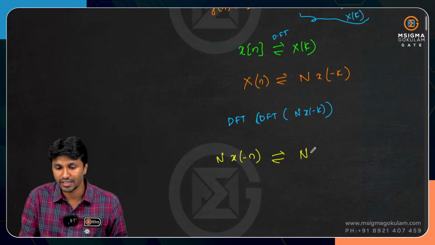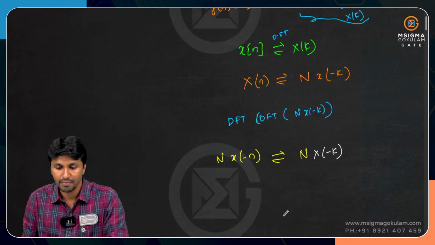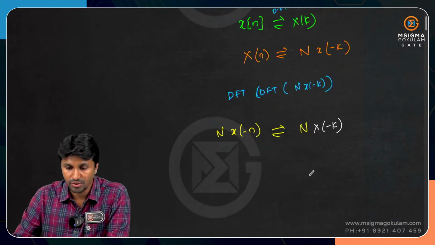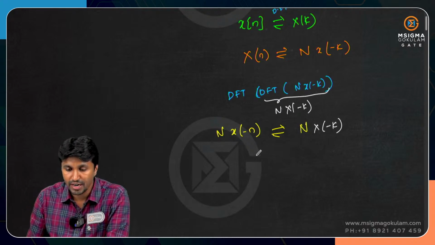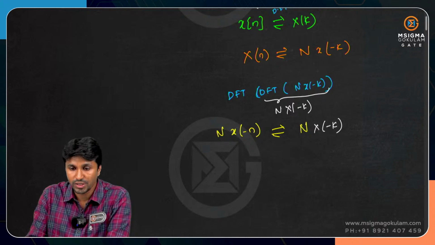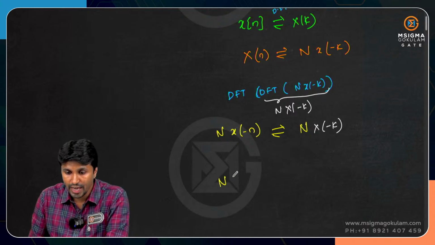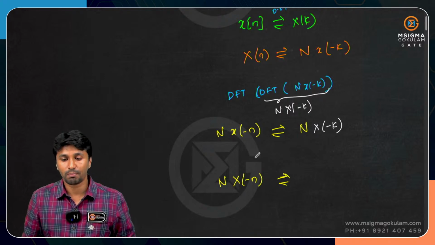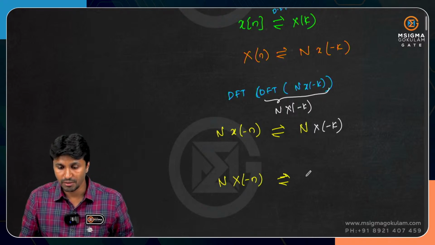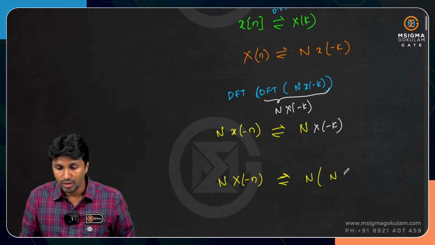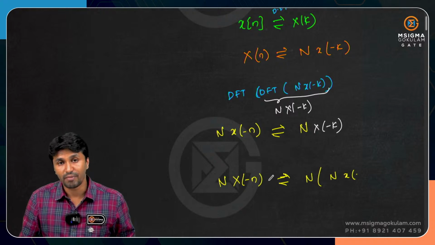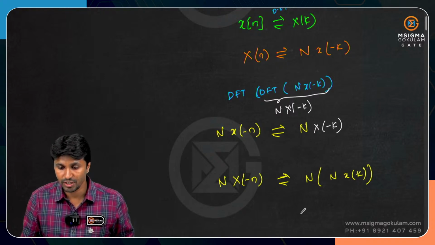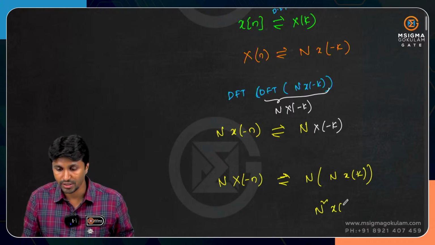So x of minus n corresponds to X of minus k, right? So this is nothing but N into X of minus k. Now you have to calculate the DFT of this one, N into capital X of minus n. Again, you have to apply the duality property. Here you already have a minus n, so this will be minus of minus k, which is k. So this is nothing but N square into x of k.